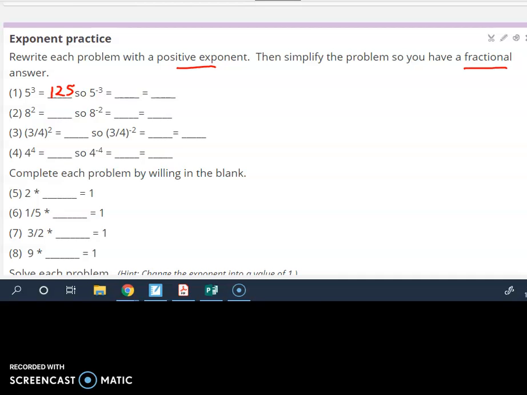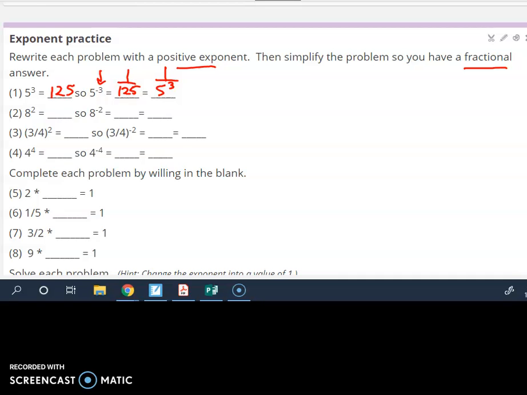So if 5 cubed is 125, then 5 to the negative 3 is 1 over 125. It's not negative 125, it's 1 over 125. That negative 3 is really telling us that those 5s actually belong, in this case, in the denominator. So that would also be the other answer they're looking for, which is rewriting the exponent so that it's positive. So it'll be 1 over 5 cubed.